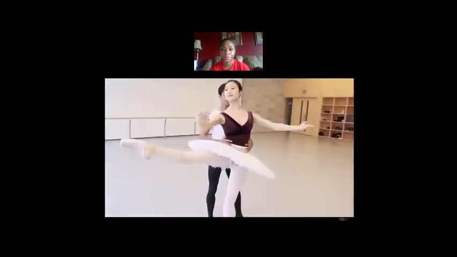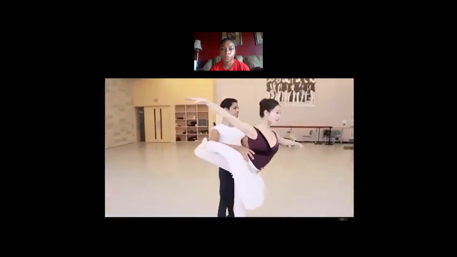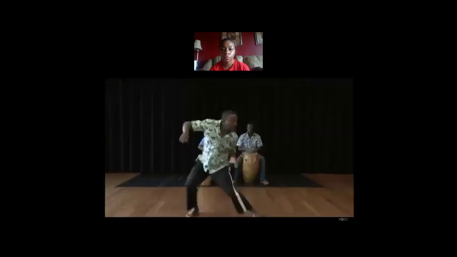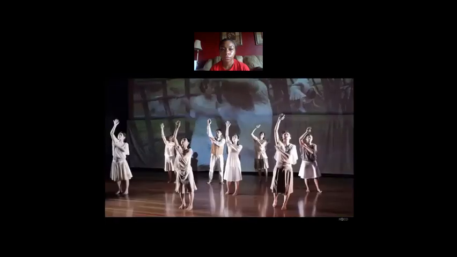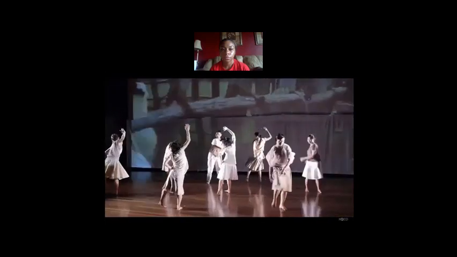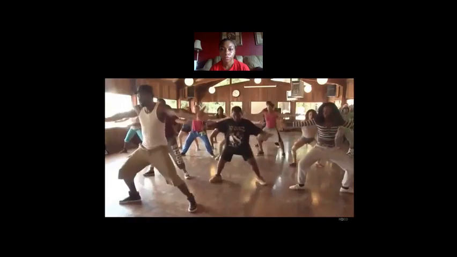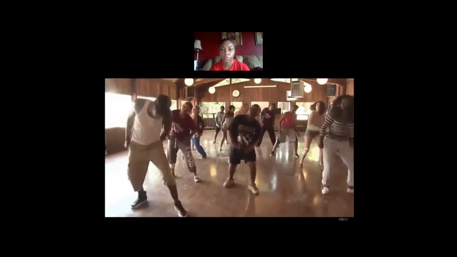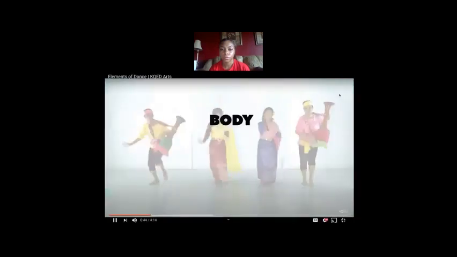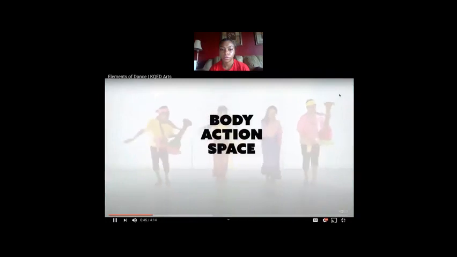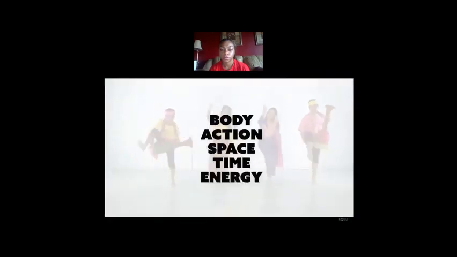There are many different styles of dance and creative movement, from traditional cultural dances to contemporary performance art, group dances to solo pieces. Despite this wide range, there are a handful of characteristics that all dance forms have in common. Body, action, space, time, and energy.